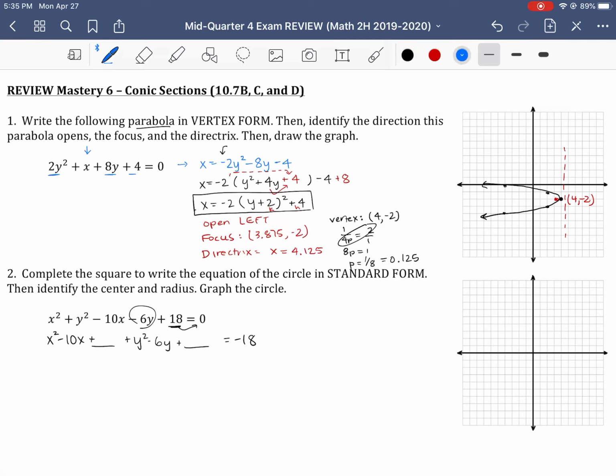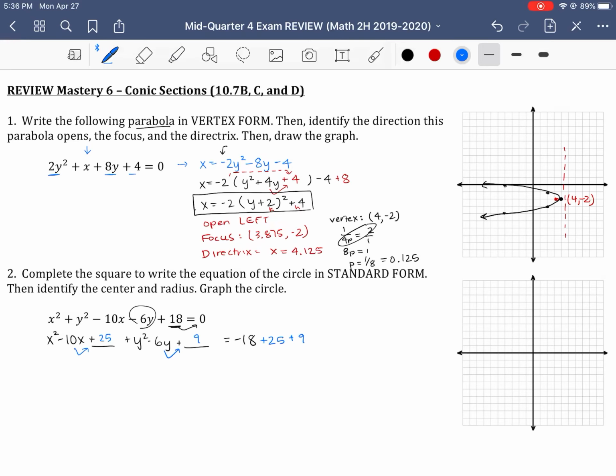Okay. Then we're just completing the square. So we take half the middle term and we square it. So half of that is negative 5, and when squared we get 25. That means we need to balance this out, adding 25 on the other side. Then we have y squared minus 6y. So if we take half that middle term and square it, that would be 3 squared, which is 9. So we're going to add 9 there.